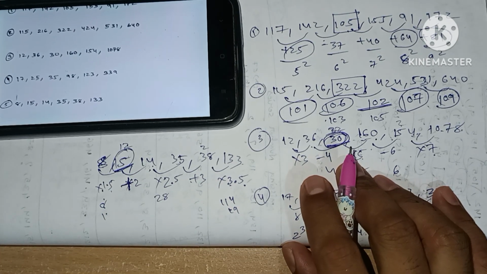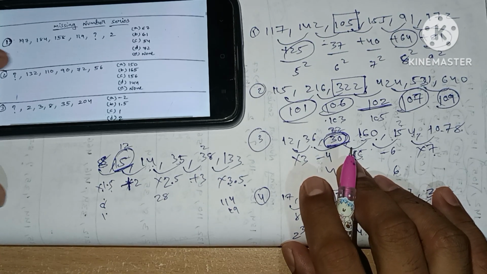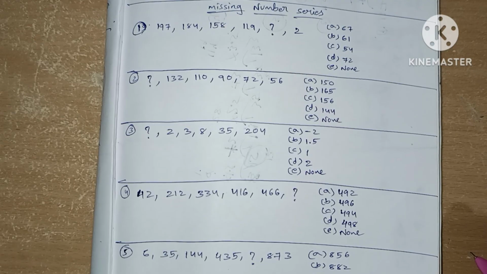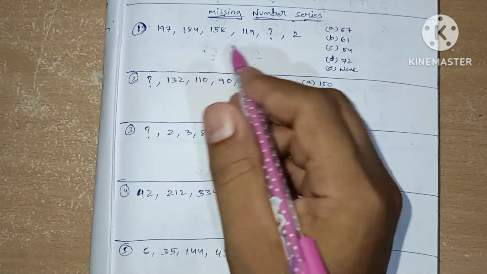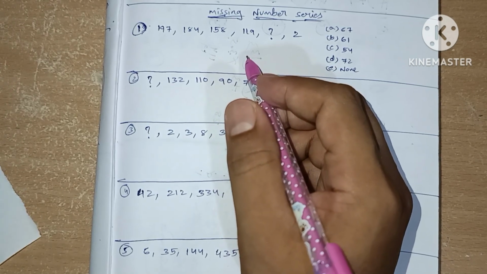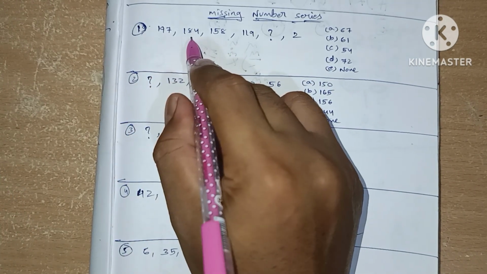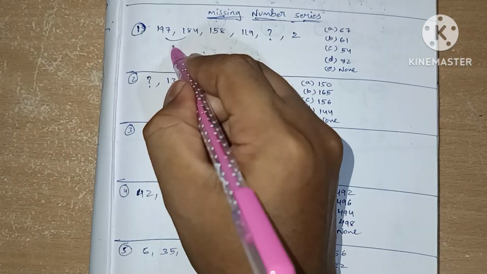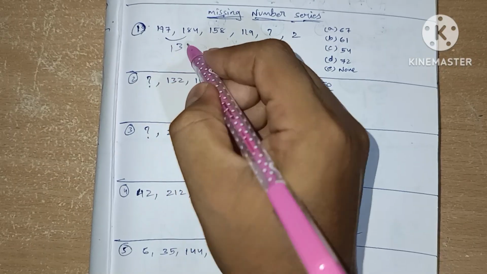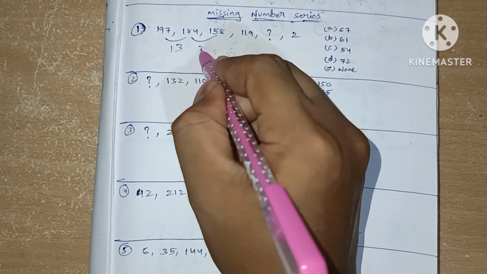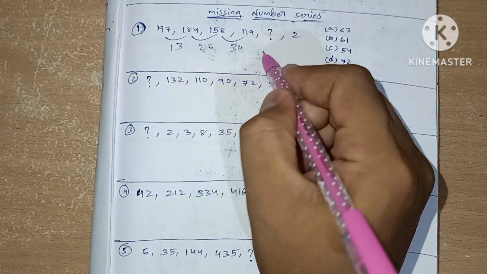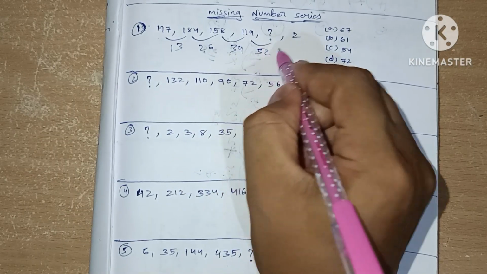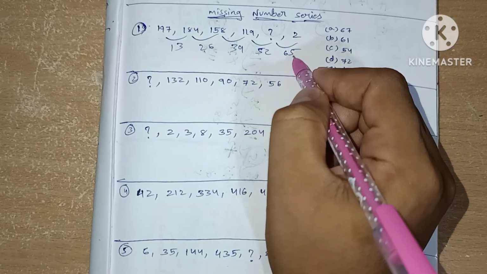Next, we are going to see missing number series. So here is the questions of a missing number series. Let's see these questions. Here we have 197, 184, and the difference between these two we have 13. Here we see a difference of 26. Here we see a difference of 39. So these are 13 factors. The next difference must be 52 and the next difference must be 65.